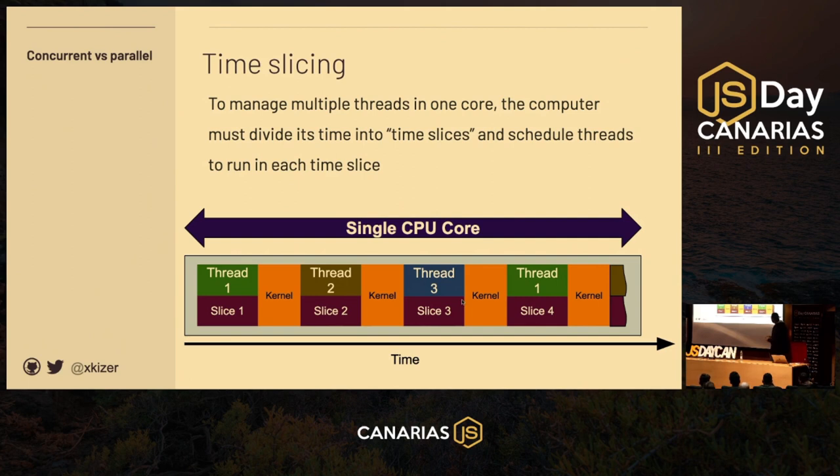Also, here you see that we have three threads, and all three of them are competing for time to run. This means that it takes at least three times the time it would take if only one thread was running for each thread to run.